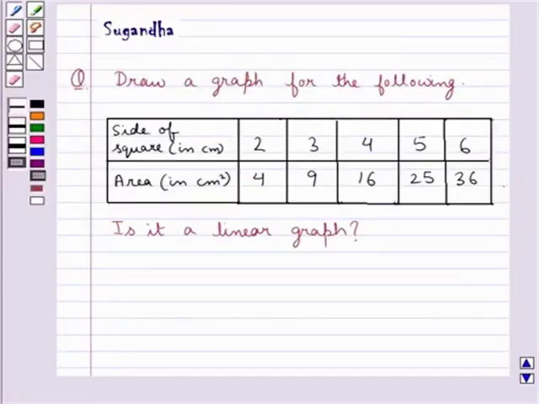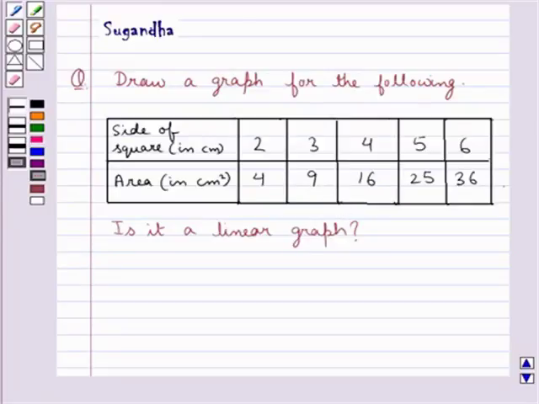Hello and welcome to the session. Today I'll help you with the following question. The question says, draw a graph for the following. Is it a linear graph? In the table given to us, we are given the side of the square and the area of the square, and we have to display this information on the graph.